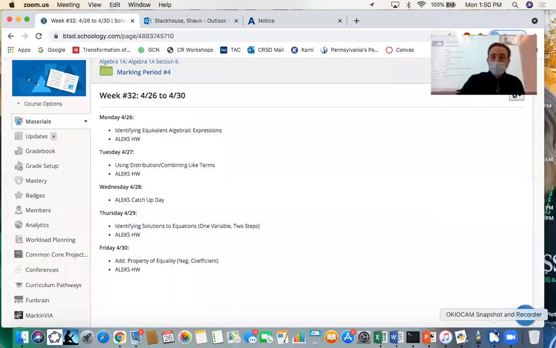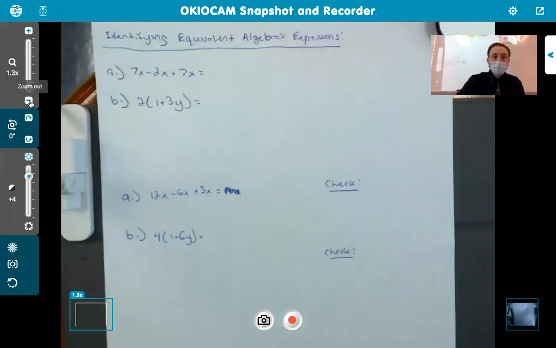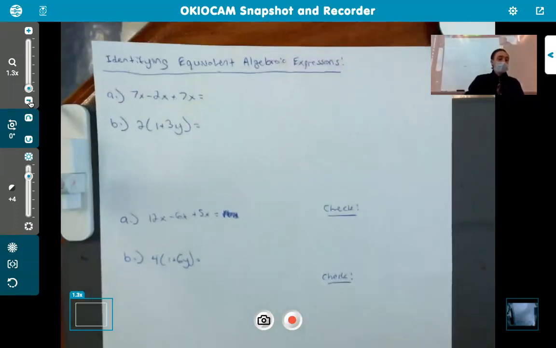Okay. So make sure you're following along here on a separate sheet of paper. Like I said, the title of this mini lesson here is just identifying equivalent algebraic expressions. All right. So we're going to use both of the tools that we talked about last week, either combining like terms or distributing to help us find the final answer.